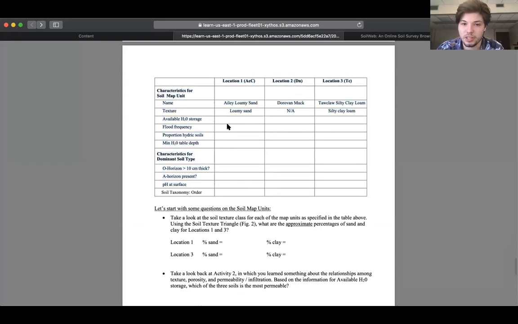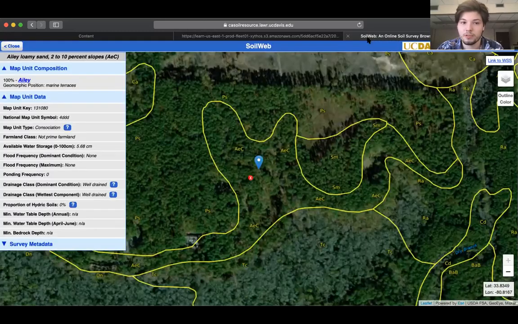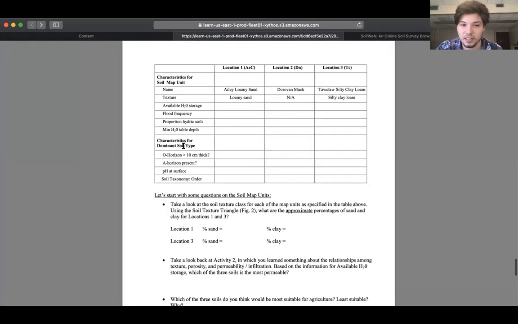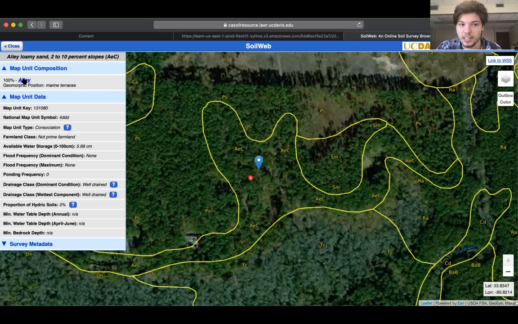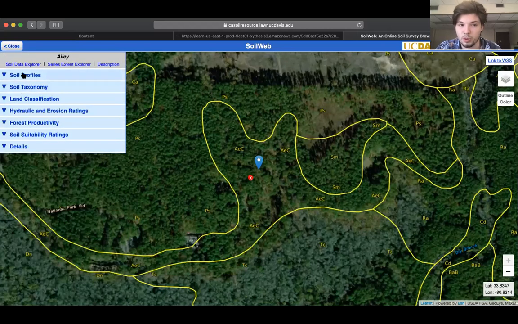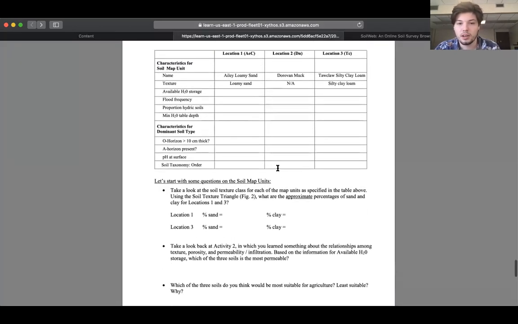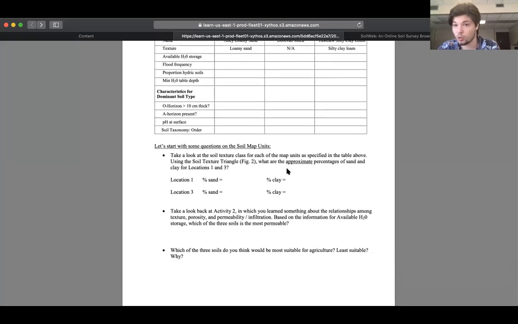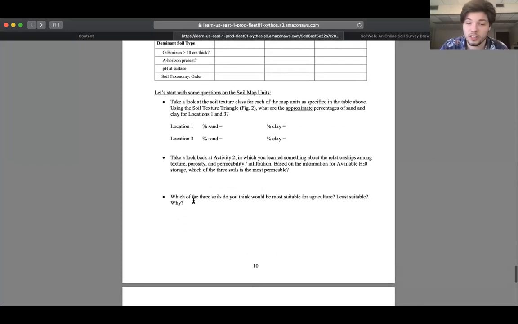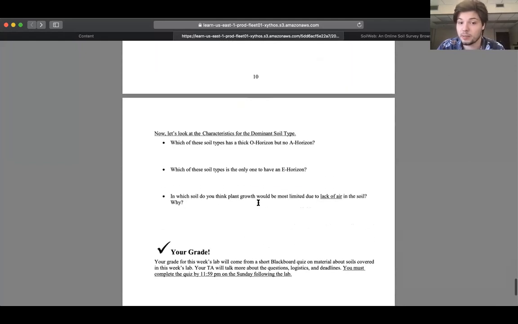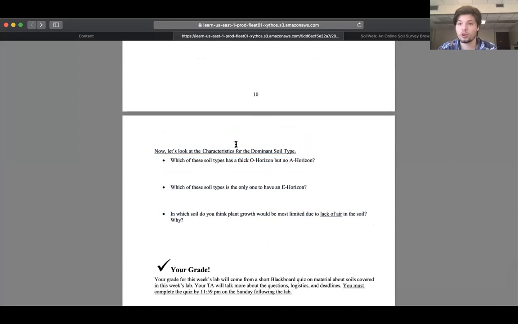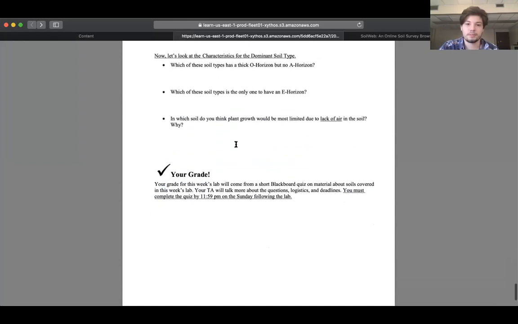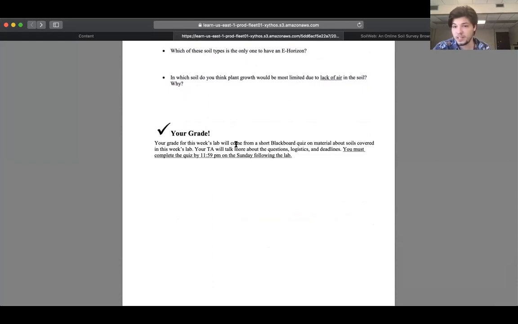These top measures here come from this section here, the map unit composition, map unit data. And then the bottom section here is going to be describing the dominant soil type, which you get to by clicking here and looking through things like the soil profile, these various measures, and these other drop-down menus. Once you fill out this table, which again, you're going to want to have access to on the quiz, you're going to want to answer these questions too. And again, some of these questions may come back up on the quiz, so you're going to want those answers available to you. Those are all the basics of the lab for this week and the activities.